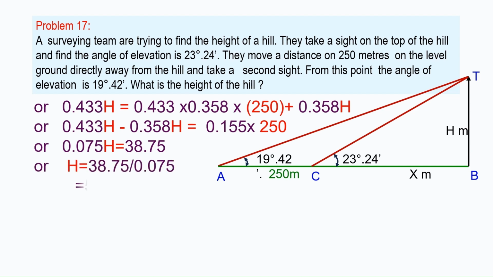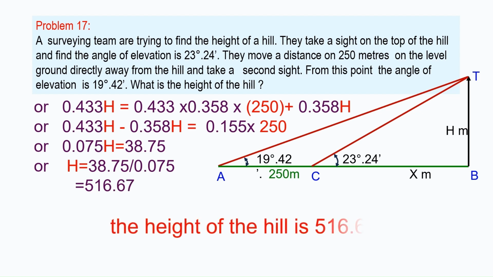Solving it further, we get H equals 516.67, so the height of the hill is 516.67 meters.